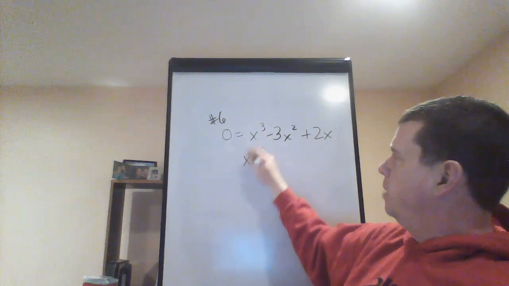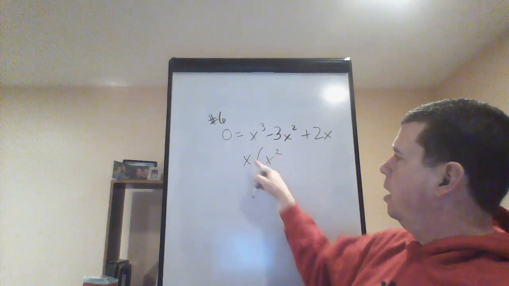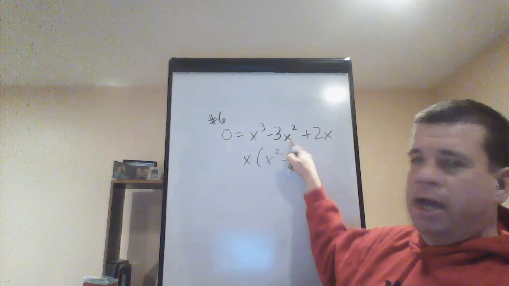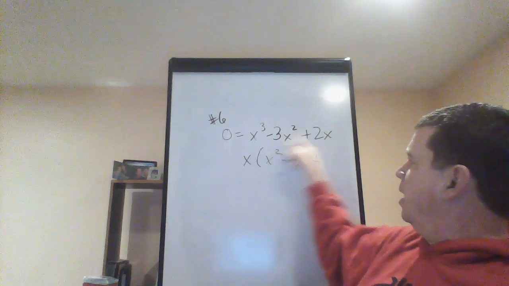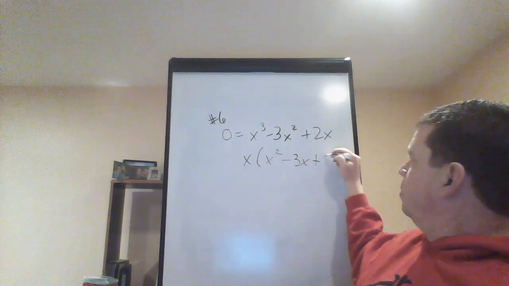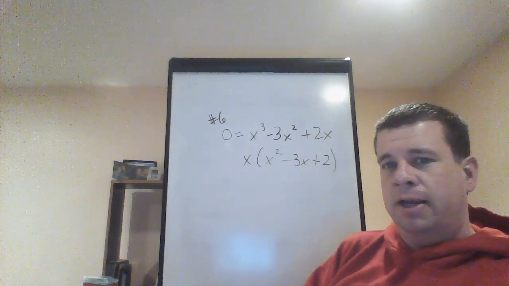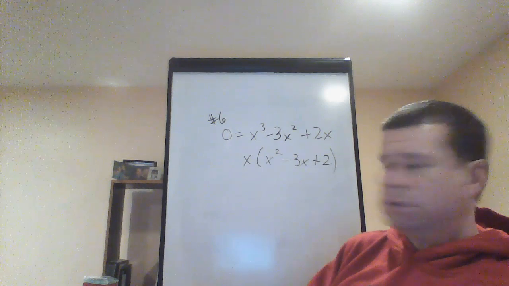And then that's going to give me, let's see, x times what would give me x cubed? That would be x squared. x times what would give me 3x squared? That would be 3x. And then x times what would give me 2x? That would give me 2. All right, so that's the first factoring that I do. So I've got x times the quantity x squared minus 3x plus 2.